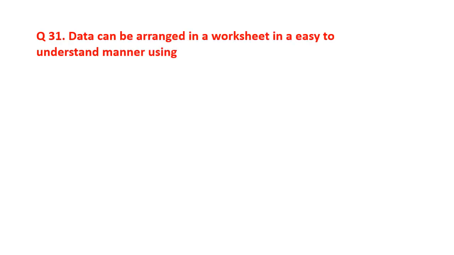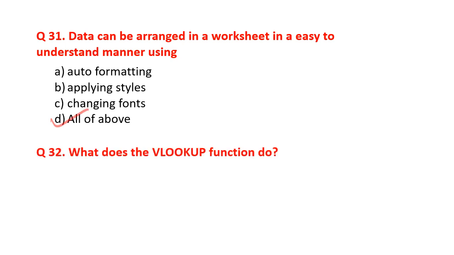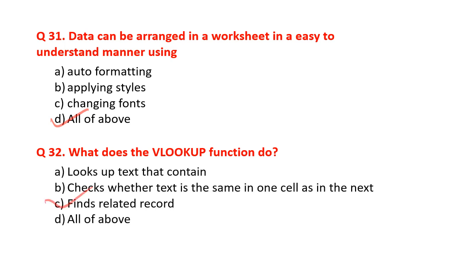Look at the question number 31. Data can be arranged in a worksheet in an easy to understand manner using auto formatting. This is also right. Applying styles. This is also right. Option C changing fonts. This is also right. So all of the above is the right answer. Now go to the next question. What does the VLOOKUP function do? So VLOOKUP function finds related records.